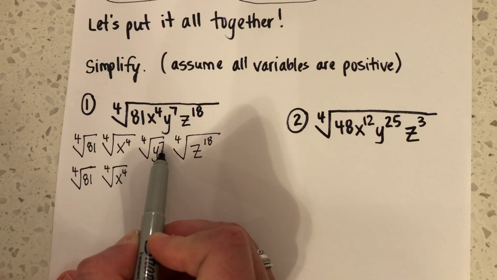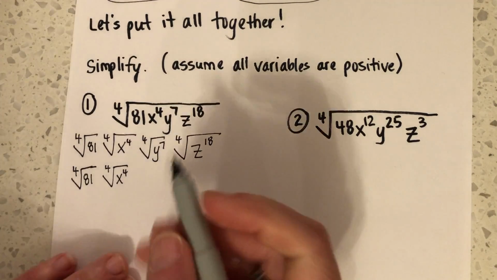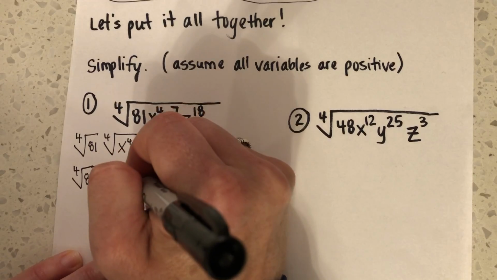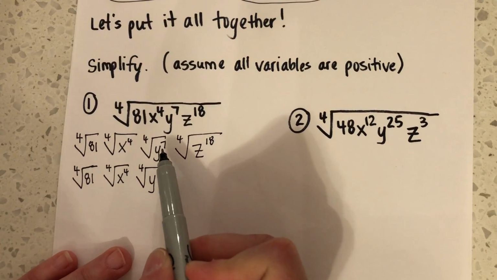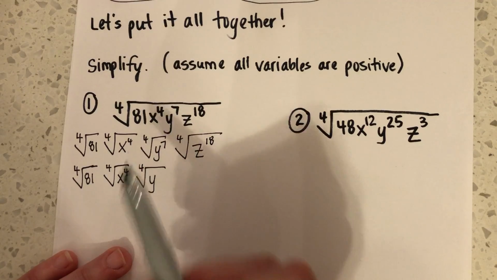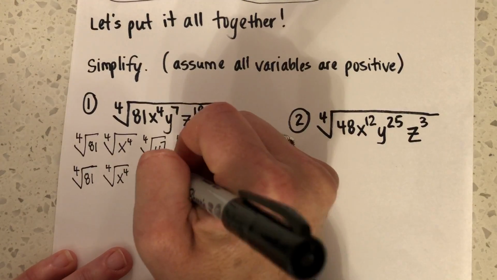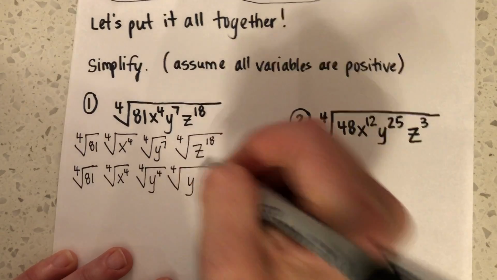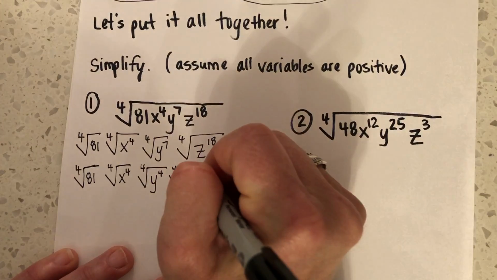All right, let's go to the 4th root of y to the 7th. Does this power of 7 divide by 4? No. So we're going to have to try to split him up into the 4th root of y to the, what's the closest number to 7 without going over that divides by 4? It's 4. So we're going to rewrite that as y to the 4th. And then we're going to leave the 4th root of y to the, how many y's are left over to get back to 7? Well, this is 4, then 3 would be left over.